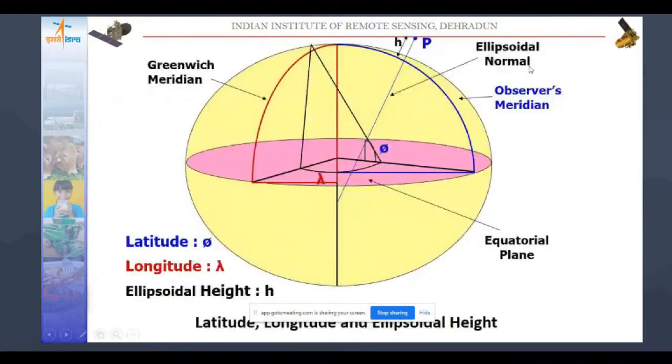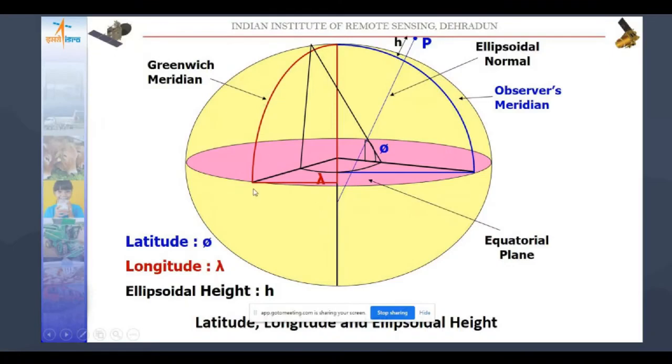So how are we finding the position of any point? Suppose this is a point P. We draw a perpendicular to the surface, and the distance from the surface to P is called the ellipsoidal height. And wherever it cuts the surface, it will meet the axis of rotation or the center line, and the angle from the equator to this blue line, which is coming from the point P, is called phi, that is the latitude.